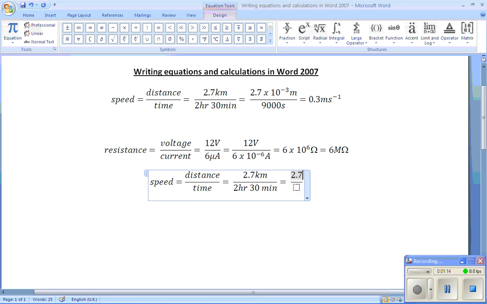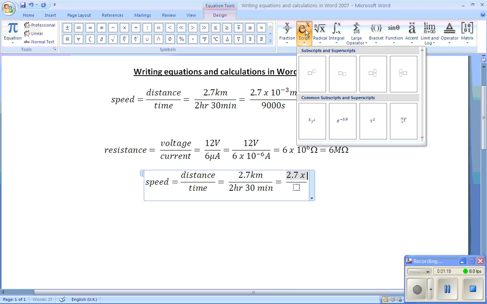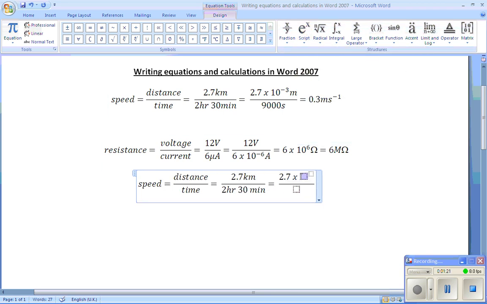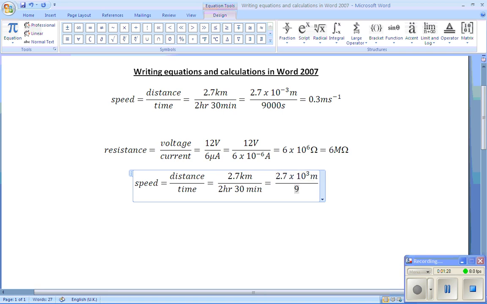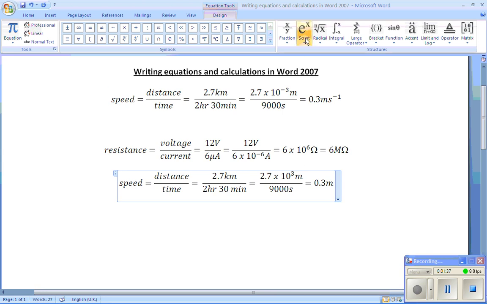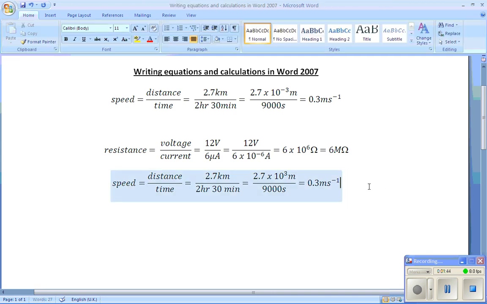So we've got 2.7 times, then we're going to use that button there, which will allow us to put 10 to the 3 meters and divide that by 9,000 seconds. And we've got that as 0.3 meters, and again use that one to go seconds to the -1. Okay, so that gives us the first equation.